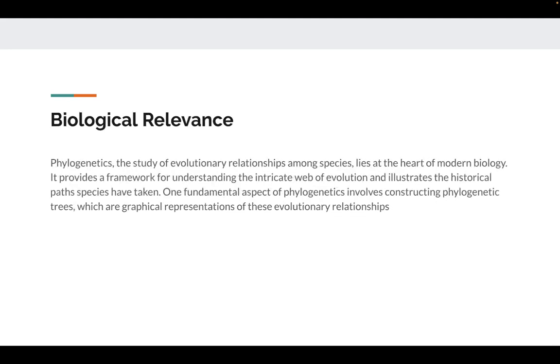So first of all, what is the relevance of this? Phylogenetics is very important for understanding the evolutionary history of life and understanding the relationships and the divergence of different species and what paths they have taken historically. And a very fundamental aspect of phylogenetics involves constructing phylogenetic trees, which are just a graphical representation of the evolutionary relationships.